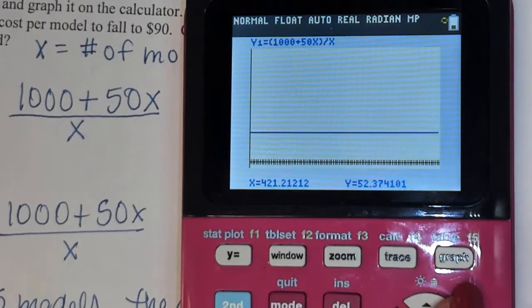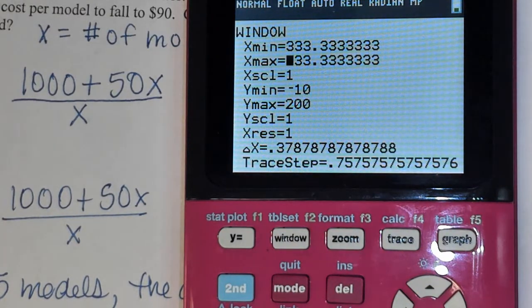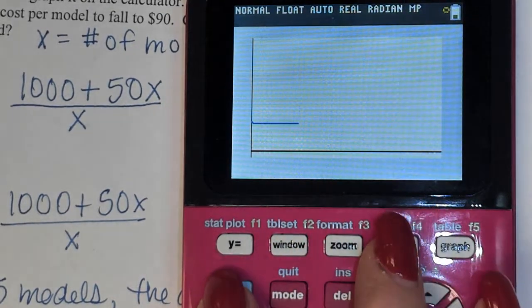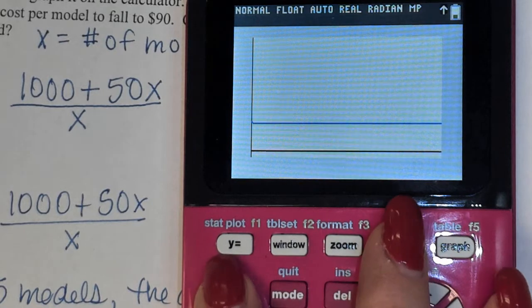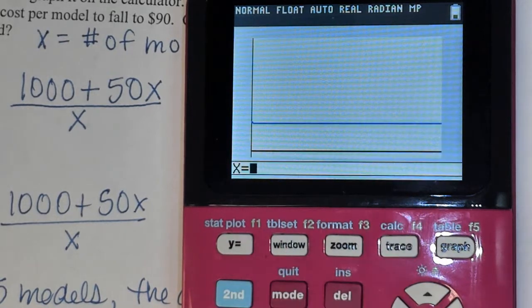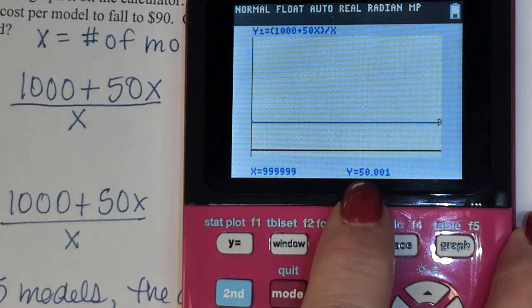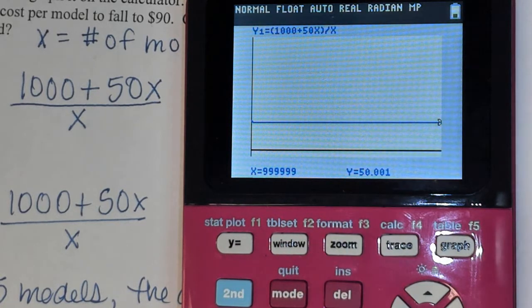If I wanted to go out there and jump to a really large number, I could extend my x max. I'm going to make this a huge number, 999. Okay, so now I'm going to graph, and I'm going to test that number. It should be really close to 50. See, I can't test it until I set up my window to be able to test it. So I'm almost to 1,000,000. And look what it says. There's the average price, 50.0001. I said one too many zeros, I think.